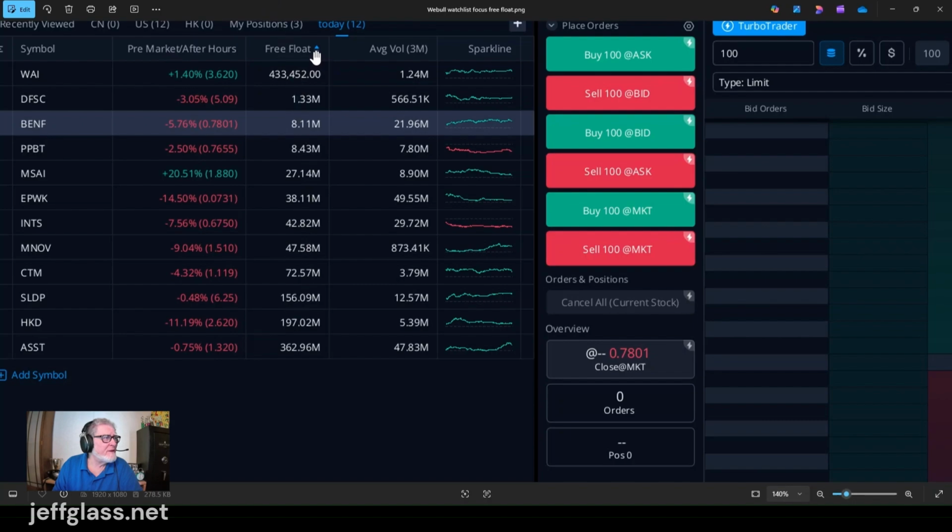And you can see by this little blue arrow right there that I have this column in order of the smallest free float at the top and the largest at the bottom. Now, why is that? Well, because I'm trading in early pre-market and you need a lot of shares to trade that. And the stocks most likely to have a lot of shares are going to be the ones with the smallest free float. Now, free float means the number of shares that are currently available for trading.